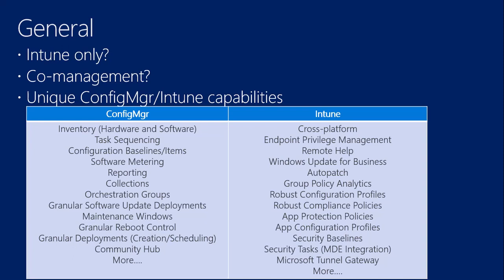Orchestration groups. If you're using Config Manager to deliver software updates, you may be using orchestration groups to help streamline that process, refine that process, make it more aligned with your business requirements, and so on. There is no equivalent in Intune. Software updates themselves, right? Yeah, you can do software updates with both Intune and Config Manager. The difference is that with Config Manager, you have the ability to do very granular control of when software updates go, how they go, when they get downloaded, and so on.